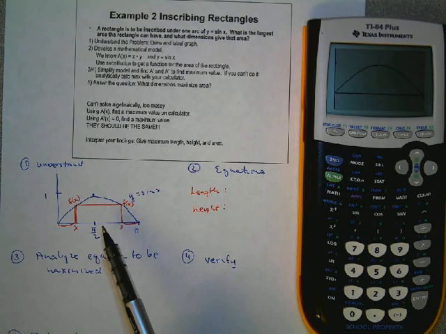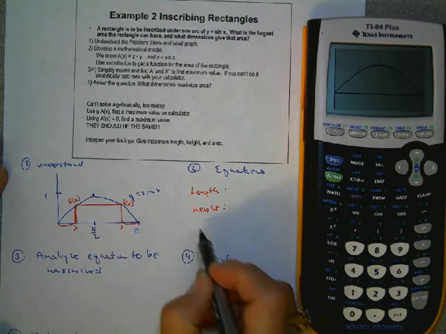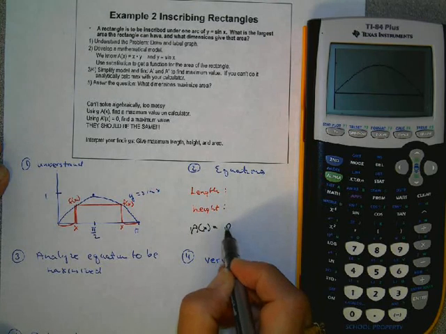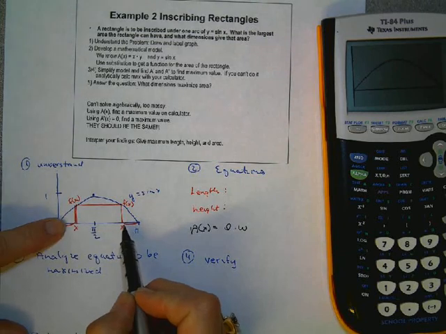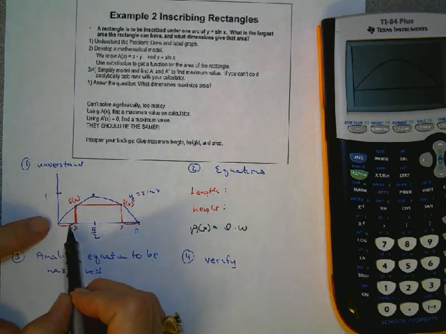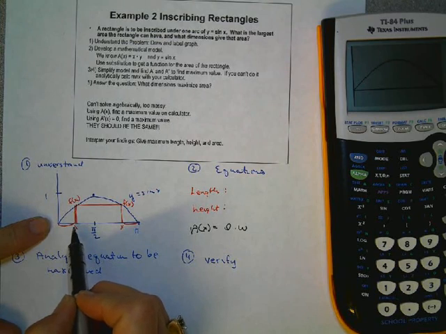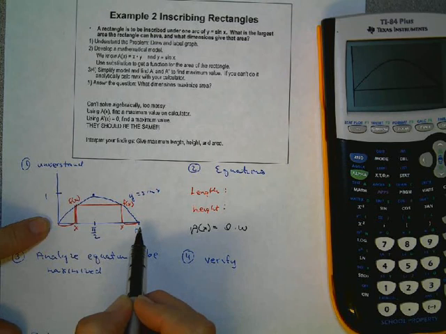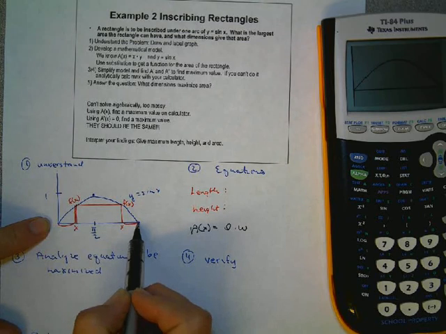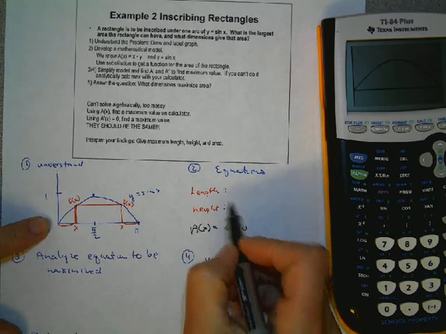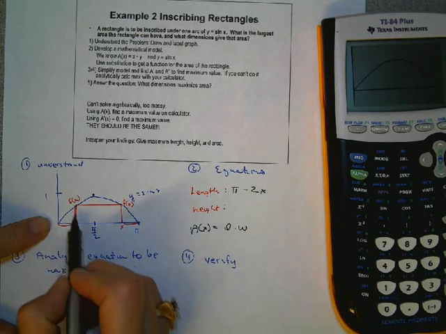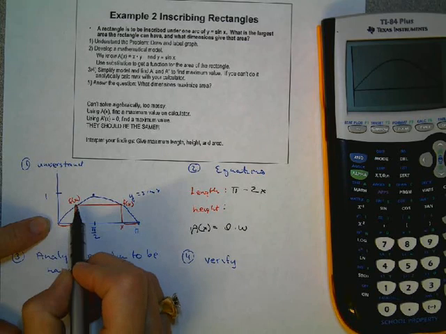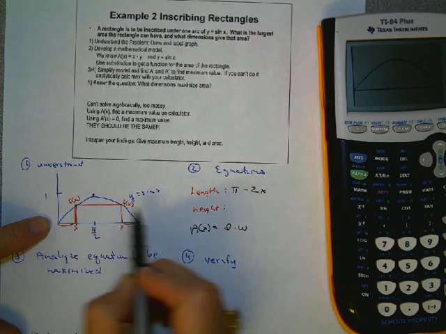Now, to do that, I need a length and a width, because area of a rectangle is length times width. Well, my length, I see whatever this length is, x, that's going to be taken away from this overall thing. And because of the symmetry, it's going to be 2x. So for this length, I could call this pi minus 2x. Now the height of the rectangle, no matter what I take for x, is just going to be f of x, which in this case is the sine of x.